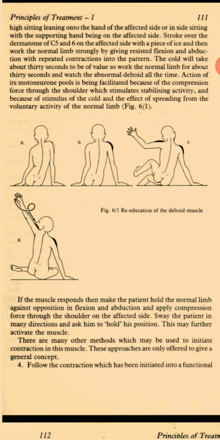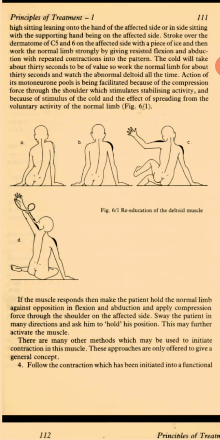Re-education of the deltoid muscle. If the muscle responds, then make the patient hold the normal limb against a position in flexion and abduction and apply compression force through the shoulder on the affected side. Sway the patient in many directions and ask him to hold his position. This may further activate the muscle. There are many other methods which may be used to initiate contraction in this muscle. These approaches are only offered to give a general concept.